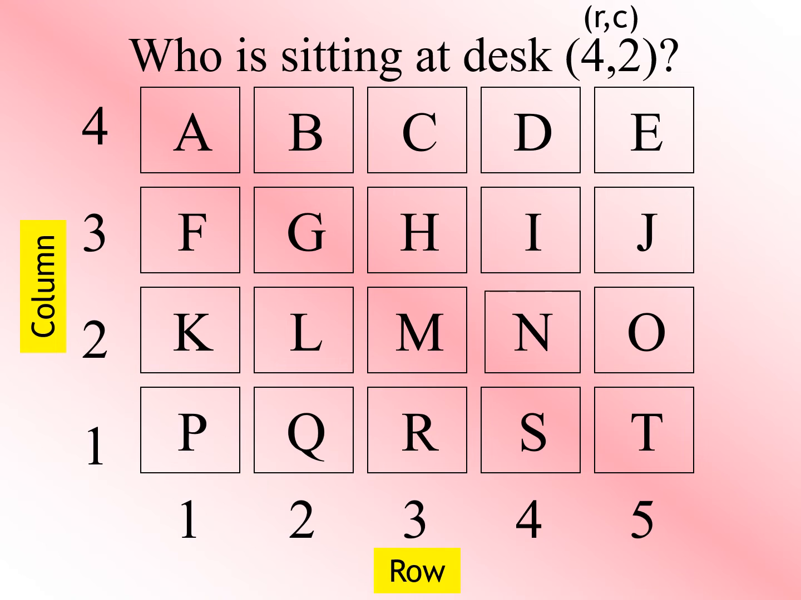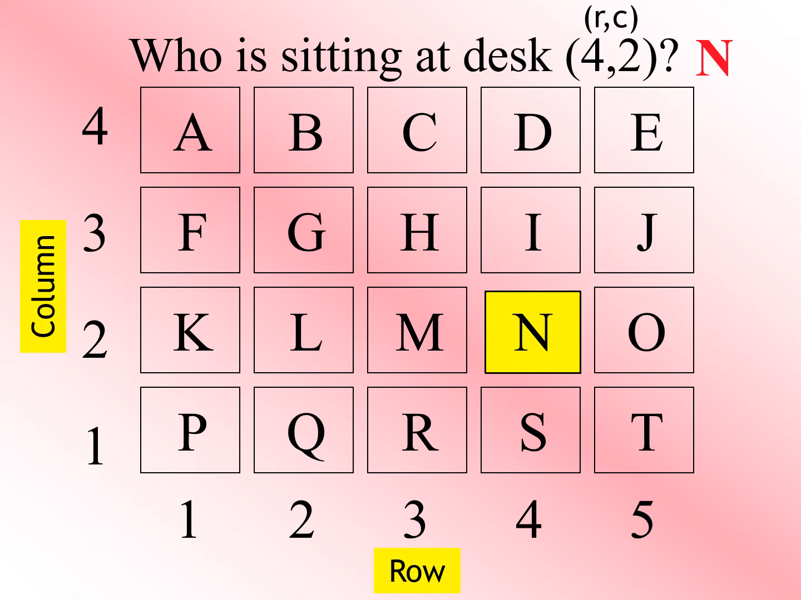So this is the graph of the problem we had a while ago. So let us use ordered pairs in real life. Supposing this is a sitting arrangement, who is sitting at desk 4-2? Suppose the row is 4 and the column is 2. We take a look at 4 first along the row and then 2 along the column. Their intersection is N. So the answer is N.